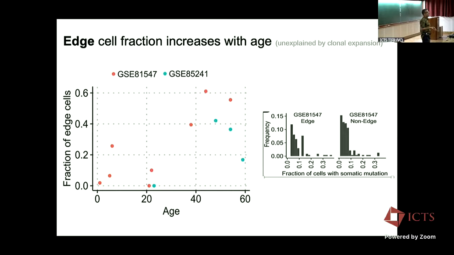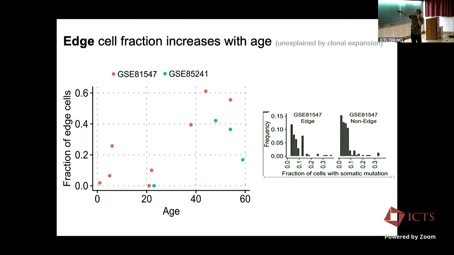So we did mutation calls. First of all, we looked at the entire collection of oncogenes and checked their mutations, to the extent possible. There was zero. There was no mutation in any of the oncogenes. That's number one. Number two, overall, this is edge and non-edge cells.